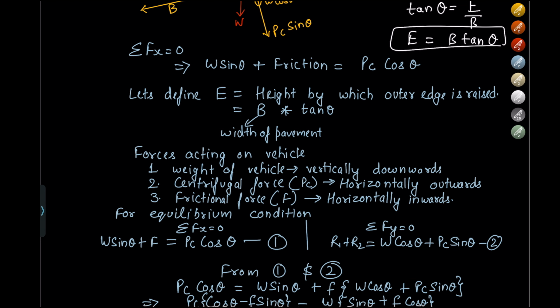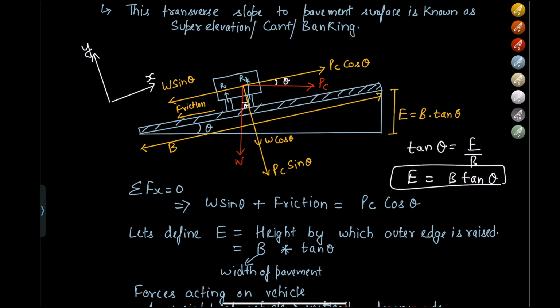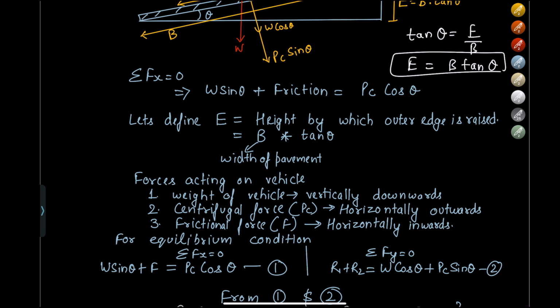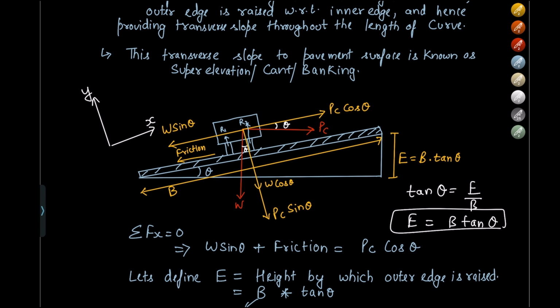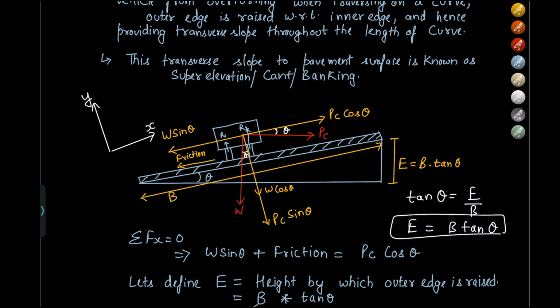Next, B represents the width of the pavement. Next, we need to understand what are the forces acting on the vehicle. The forces acting on the vehicle are, first, the weight of the vehicle represented by W. It is acting vertically downwards. It is not acting perpendicular to the surface of the pavement. It is acting vertically downwards. This needs to be noted down. Next is the centrifugal force. It is acting horizontally outwards, opposite towards the radius of the curve.